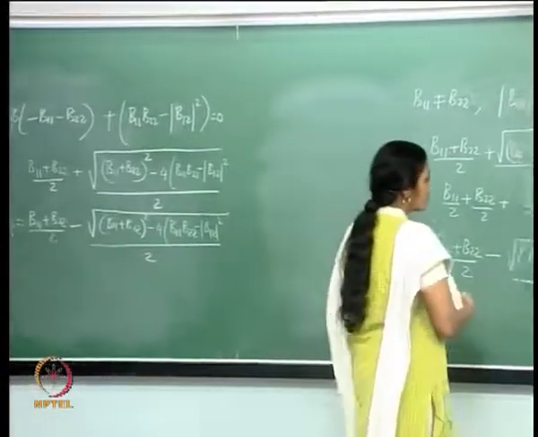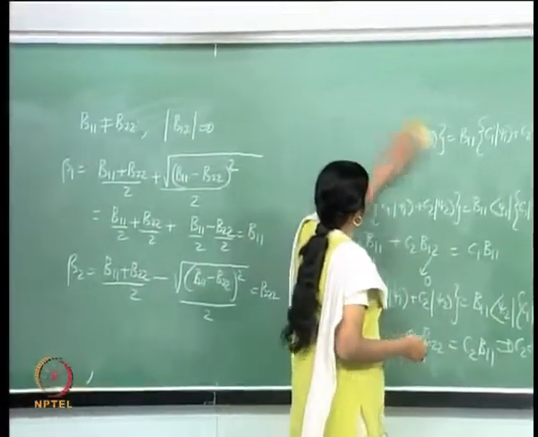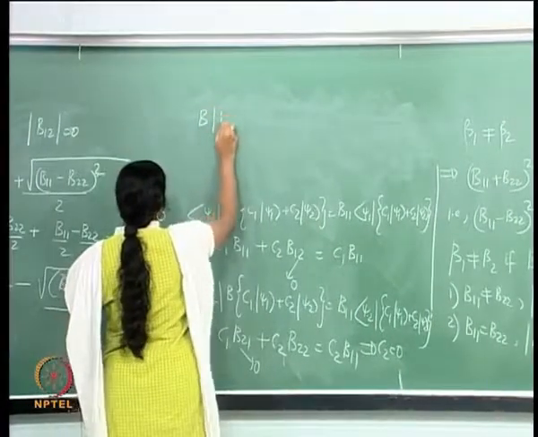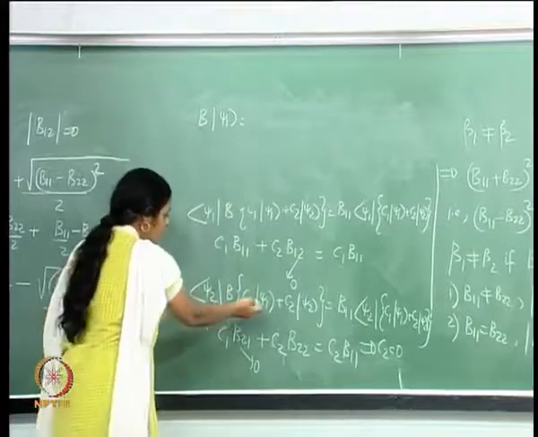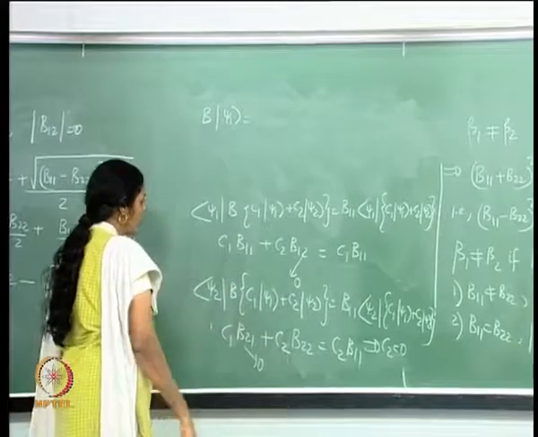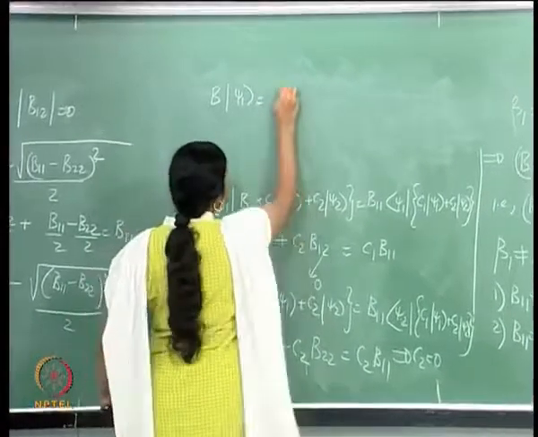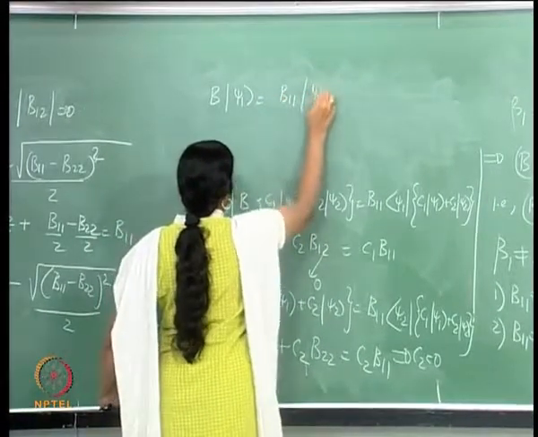I have established that B psi 1, because C1 is equal to 1 and C2 is equal to 0, I have established that B psi 1 is equal to B11 psi 1.